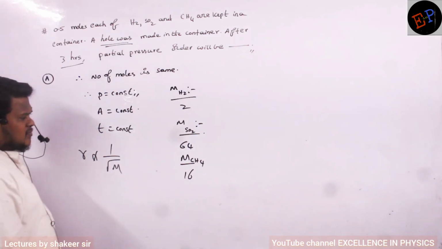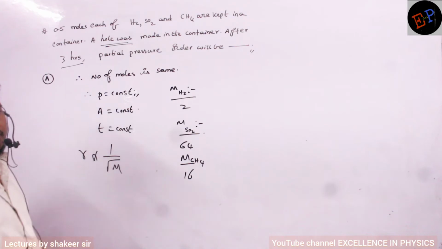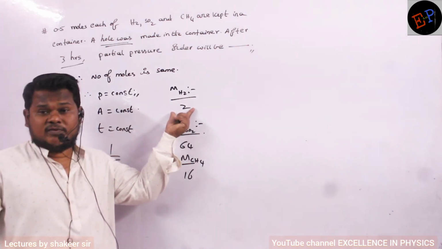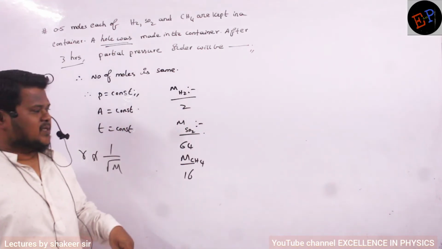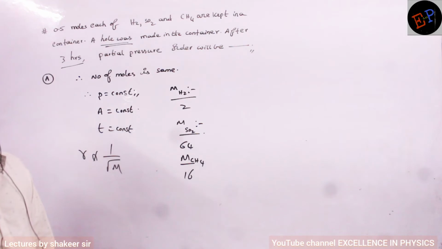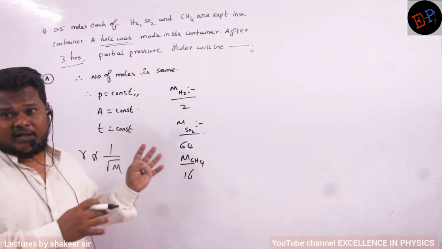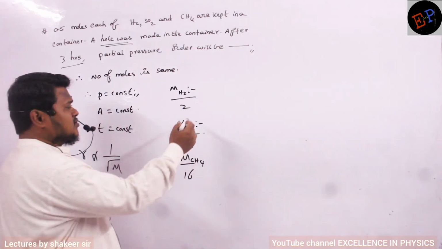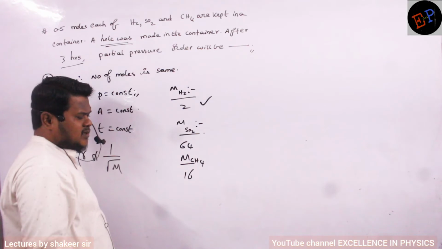So therefore, which is having the least molecular mass, ma? Hydrogen. So this gas will diffuse very fast. Hydrogen will diffuse very fast. And next followed by CH4, next followed by SO2. So after 3 hours, which gas would have gone by a very large quantity? H2 would have gone by a large quantity. Next followed by CH4, next followed by SO2.